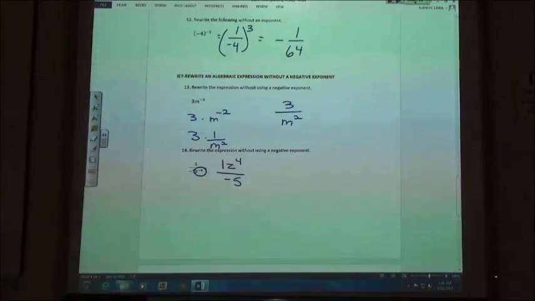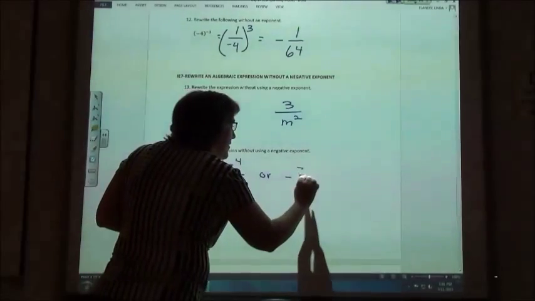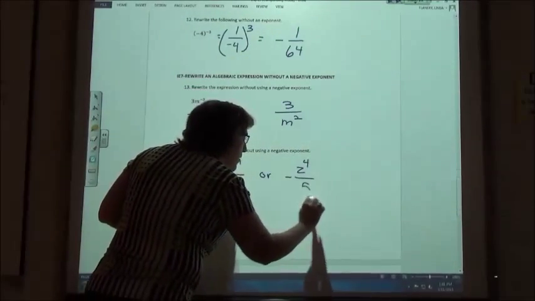Of course, I want to rewrite that in a better form than that. I don't really need the 1 in front of my z to the 4th, and the negative is going to be out in front of my fraction. So the better form for that answer would be negative z to the 4th over 5.